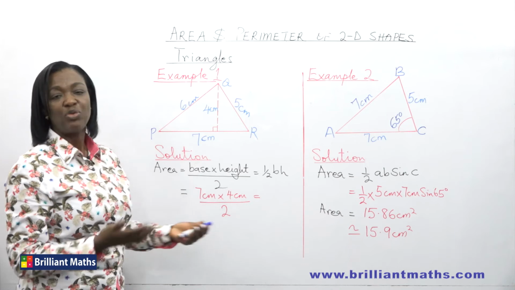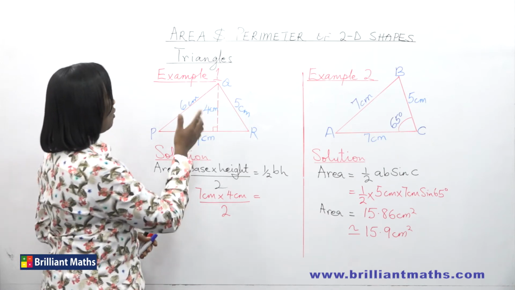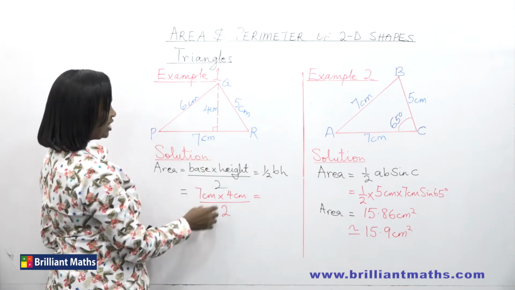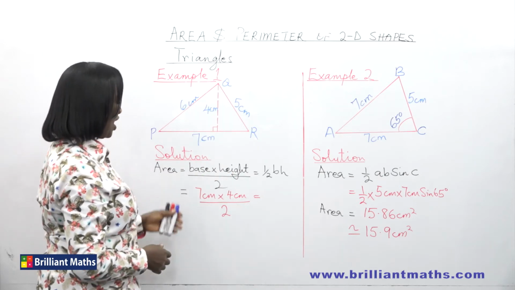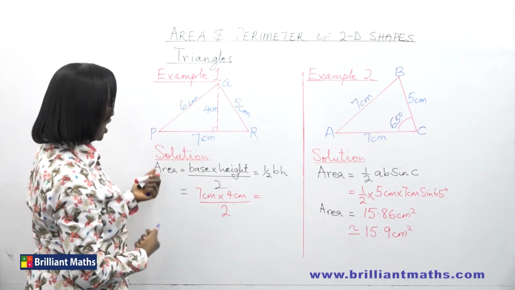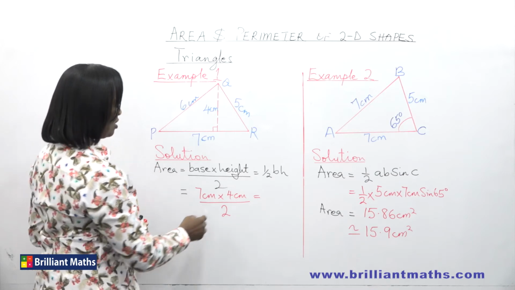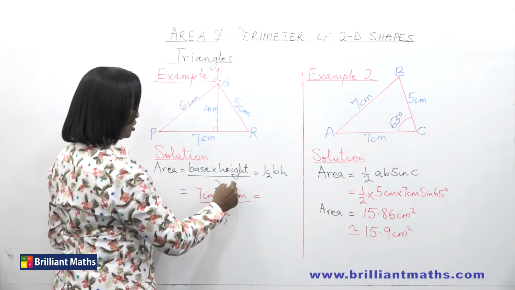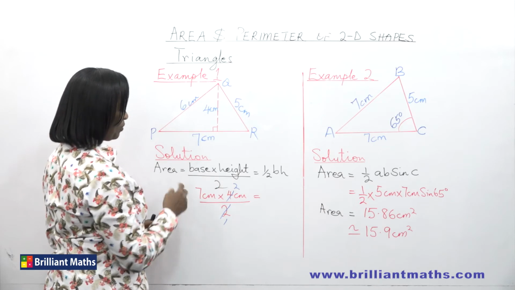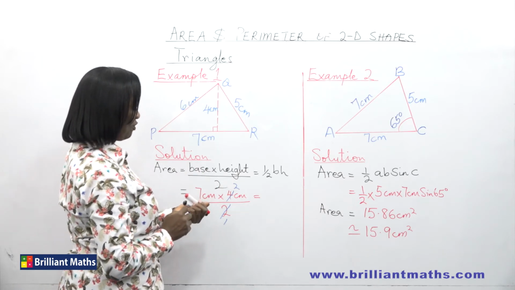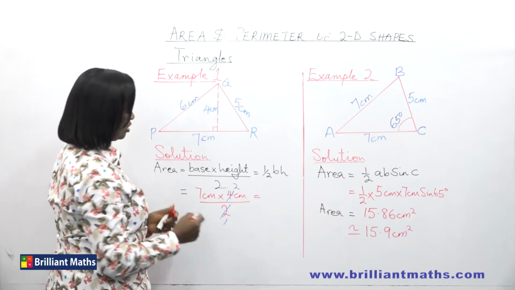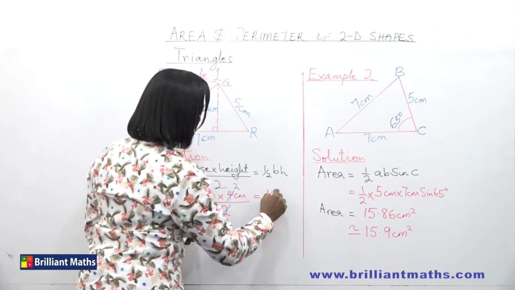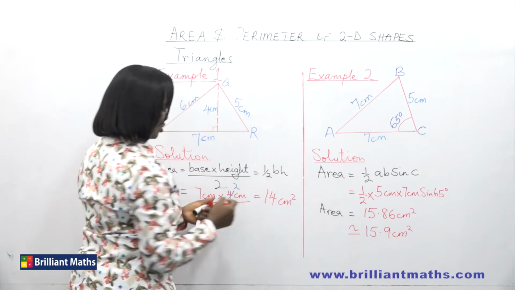But which base and which height are we talking about? For this triangle, the base is 7 centimeters and the height is 4 centimeters. So the area is 7 times 4 divided by 2. 2 in 4 is 2. 2 times 7 is 14. So the area of this triangle is 14 centimeters squared.